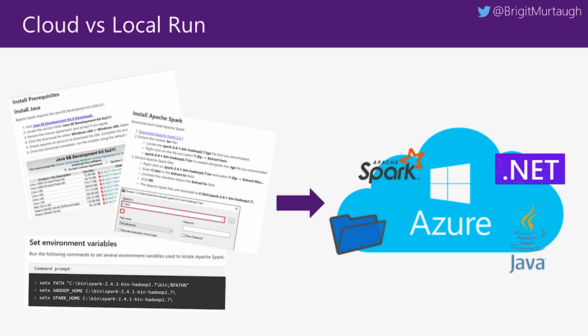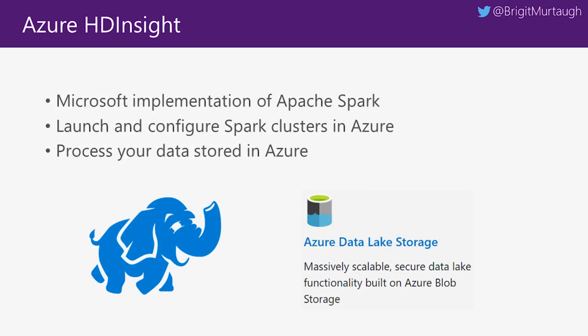In this video, we're specifically going to be deploying to Azure HDInsight. So Azure HDInsight is the Microsoft implementation of Apache Spark. It allows us to launch and configure Spark clusters in Azure and process data stored in Azure, such as in a blob container or in Azure Data Lake storage.